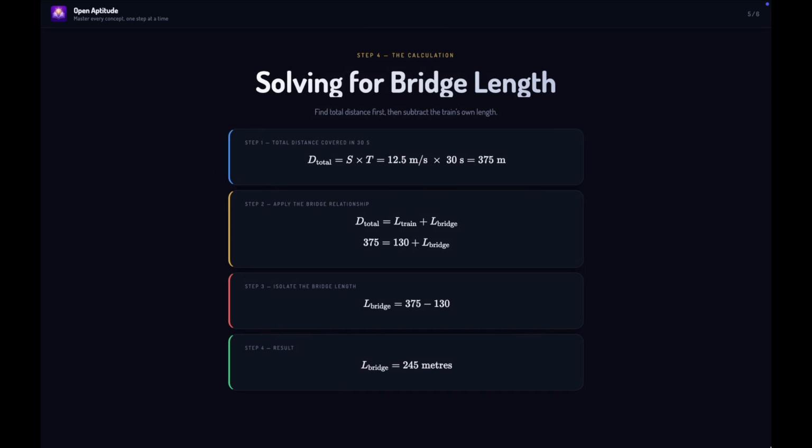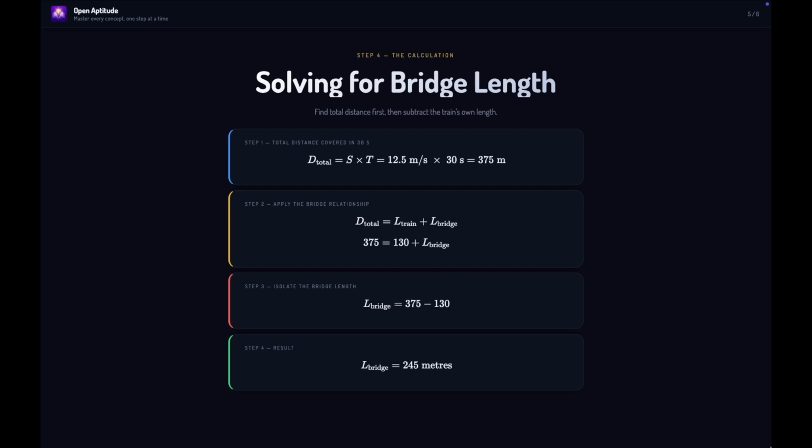Now let's calculate distance equals speed multiplied by time. We substitute our values, 12.5 meters per second multiplied by 30 seconds. This gives us 375 meters. Remember, this is the total distance traveled while crossing the bridge. That means 375 meters is equal to the train length plus the bridge length.